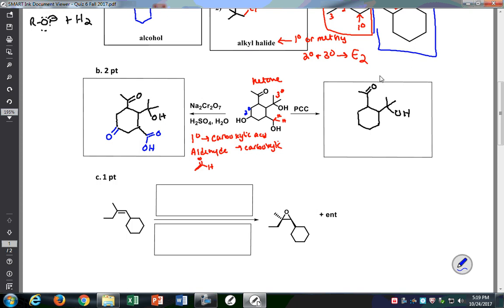Now, PCC will react with the secondary alcohol exactly the same as chromic acid because, again, we only have one hydrogen, so we can only get one oxidation. The difference in selectivity comes from a primary alcohol. Our primary alcohol has two hydrogens, but PCC will stop at the aldehyde. So we're going to stop at this position.